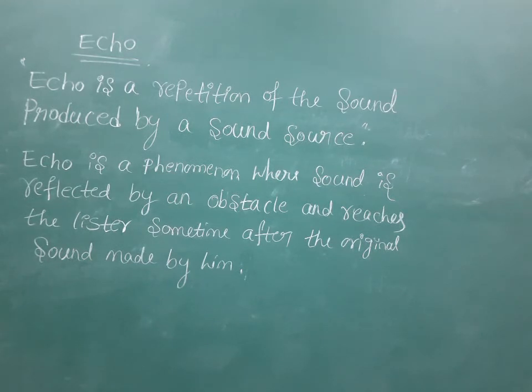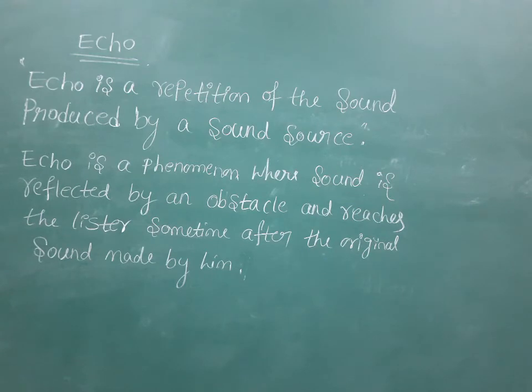Now students, I will tell you one more example, the best example. When you produce a sharp, loud sound while facing a hillock, you can hear two sounds. One is produced by you, and the other is reflected by the hill. I think everyone knows this. That is echo. One more definition: echo is a phenomenon where sound is reflected by an obstacle and reaches the listener some time after the original sound made by him.